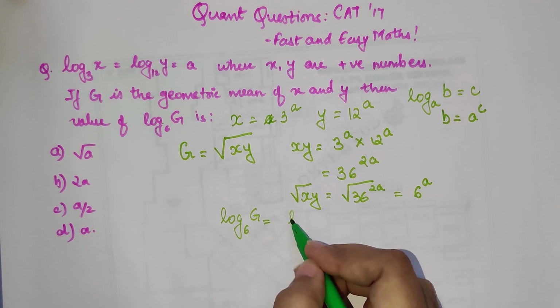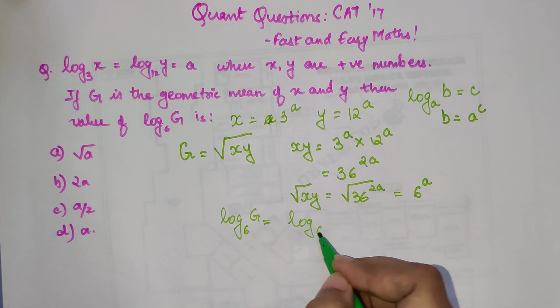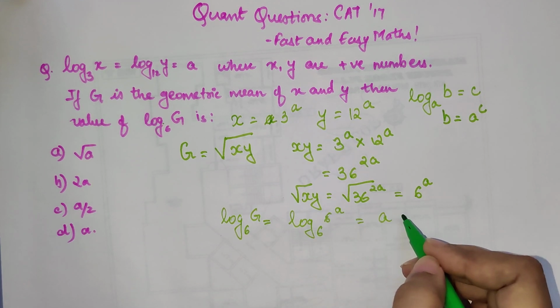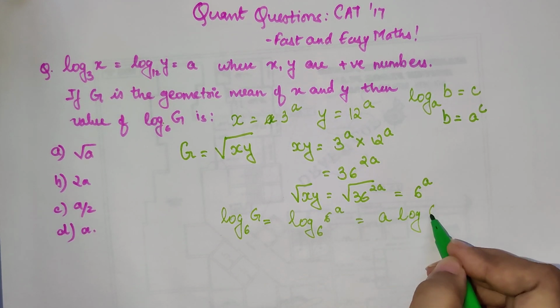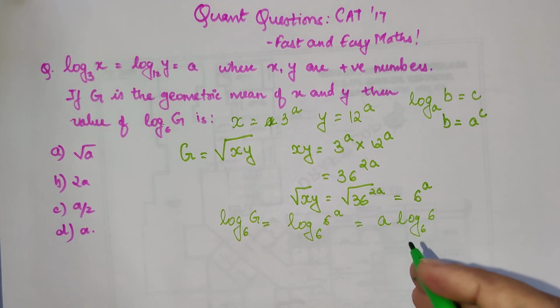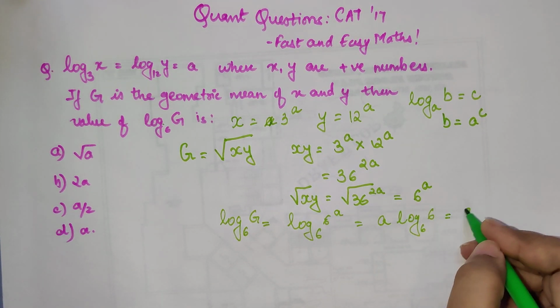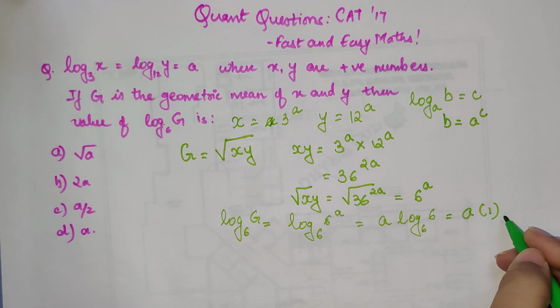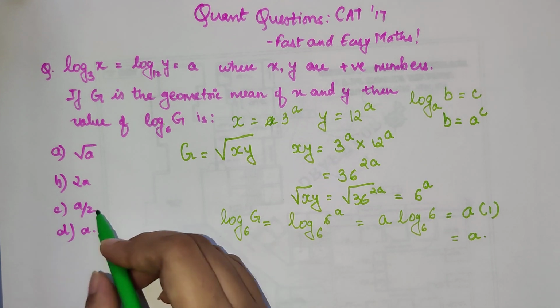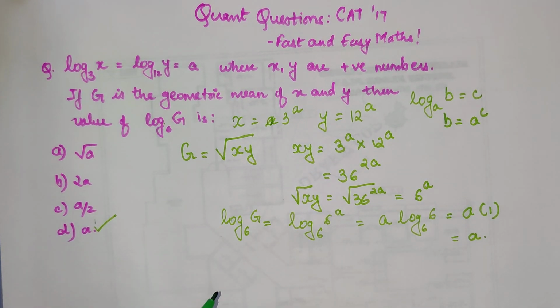So instead of g, we'll write the value which we got, that was 6 raised to a. So this can be written as a log of 6 to the base 6, and log of any number to the base of the same number is equal to 1. So my final answer is a into 1, which is equal to 1. Okay, so here I can say option D is my correct answer.